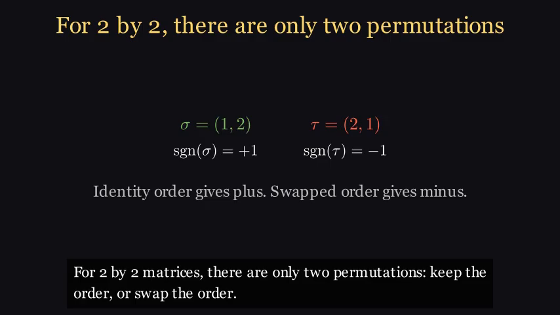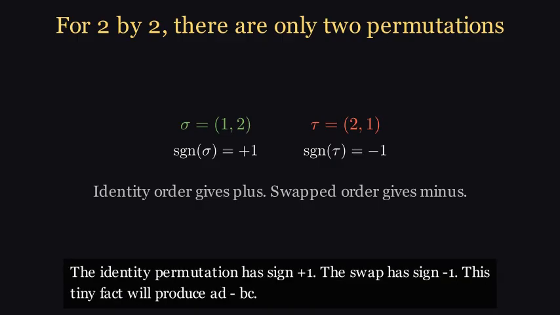For 2 by 2 matrices, there are only 2 permutations: keep the order or swap the order. The identity permutation has sign +1. The swap has sign -1. This tiny fact will produce AD minus BC.